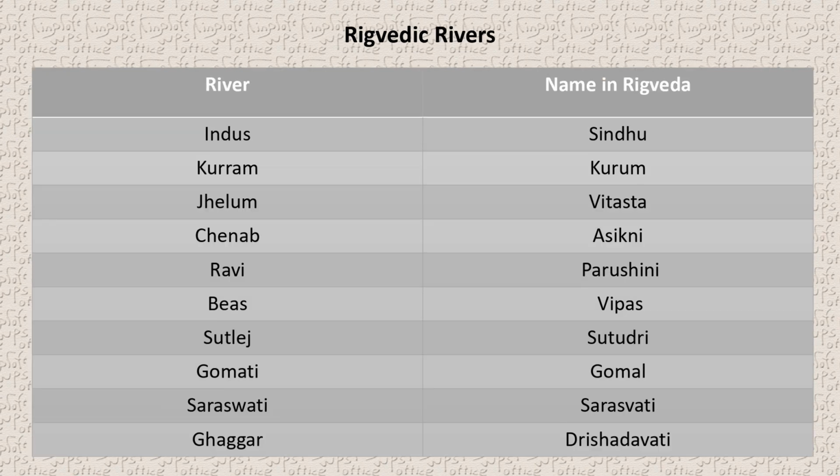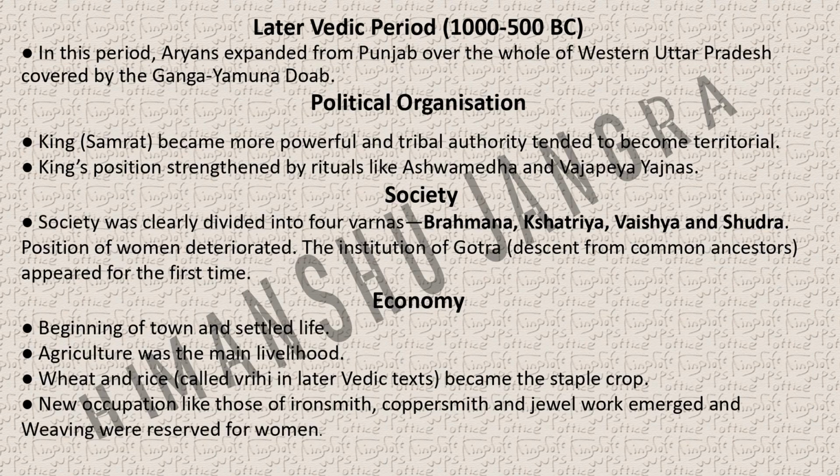Rigvedic rivers. River name in Rigveda. Indus, Sindhu. Jhelum, Vitasta. Chenab, Asikni. Ravi, Parushni. Beas, Vipas. Sutlej, Shutudri. Gomati, Gomal. Sarasvati. Ghaggar, Drishadvati.